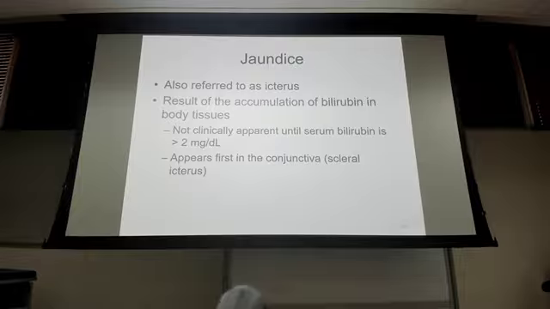I think we have a picture coming up too. And that's because the bilirubin is going to accumulate in the conjunctiva. Clinically apparent above that 2 mg per deciliter, and appears first in the conjunctiva. And when boards are testing it, often you'll see the patient has scleral icterus, so yellowing of the eye.